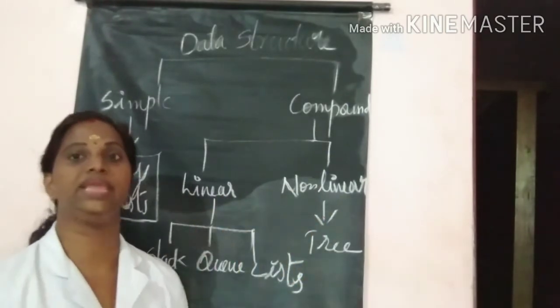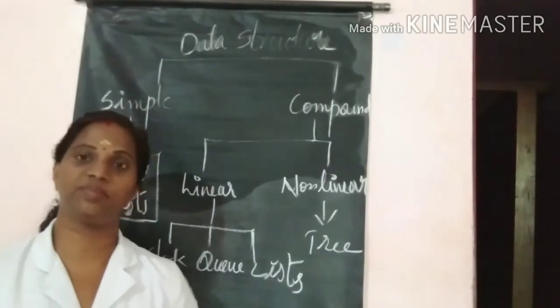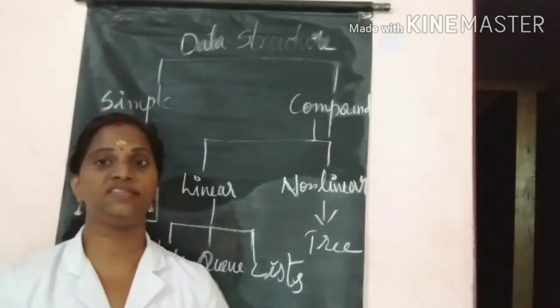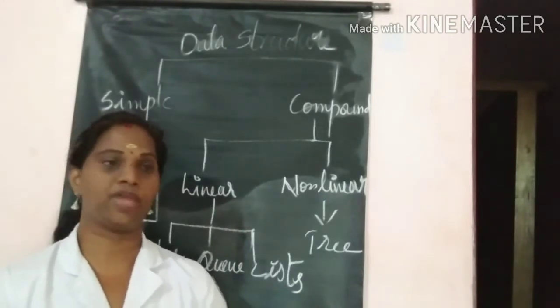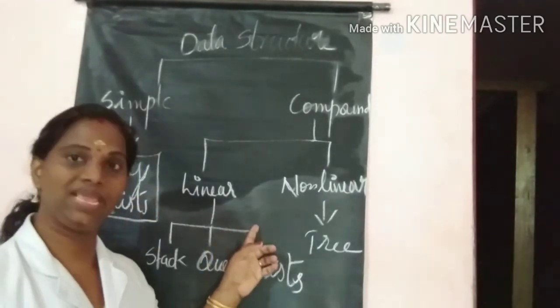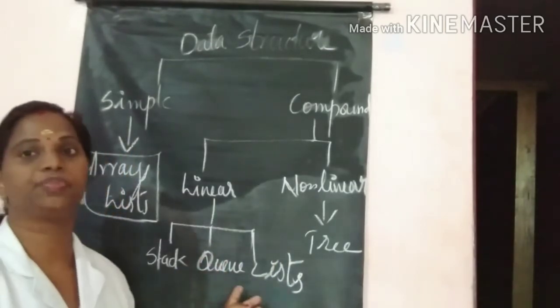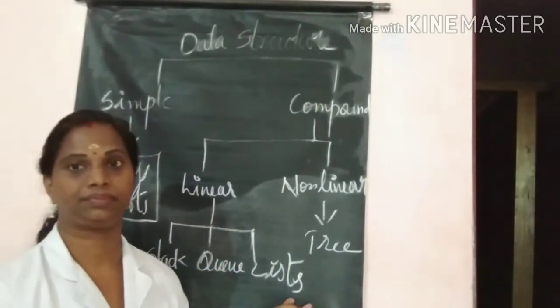The first one, linear data structure. Linear data structure means a sequence of same type of elements. The examples for linear data structures are stack, queue and list.